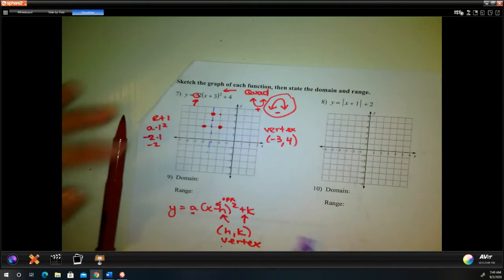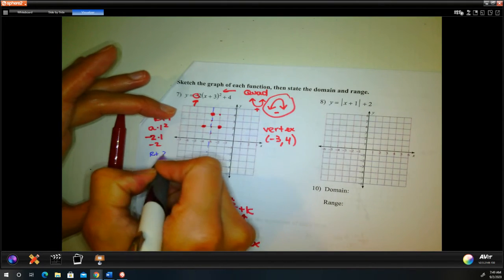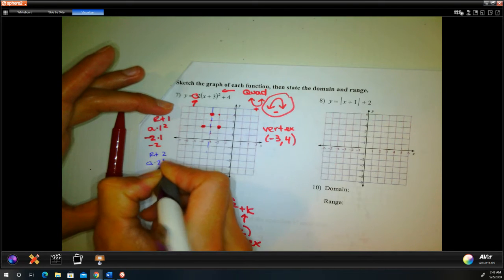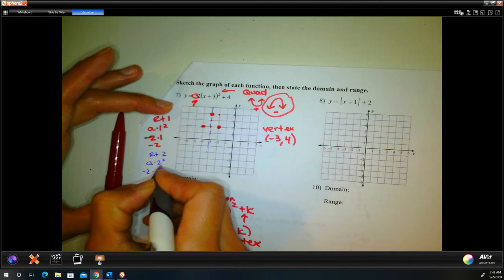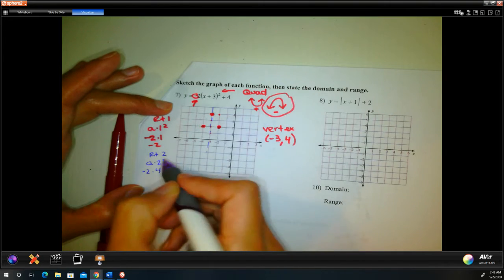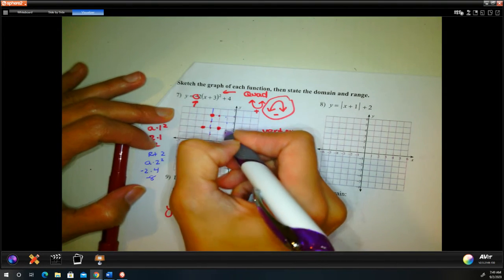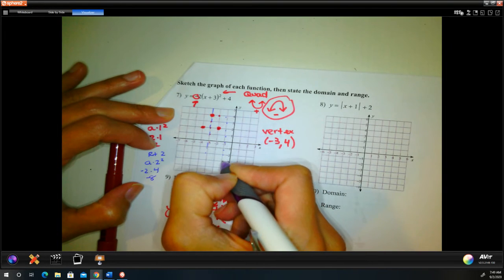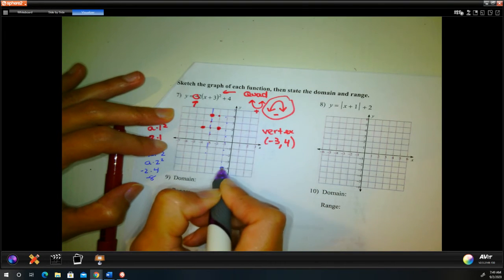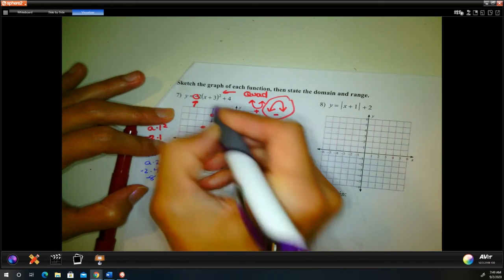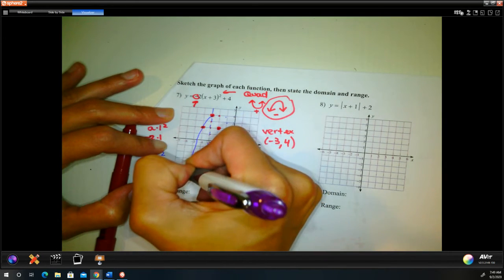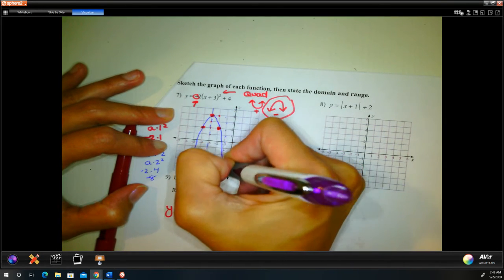If I want to go right 2, I'm going to do a times 2 squared. So a is negative 2. 2 squared is 4. So right 2, down 8. 1, 2, 3, 4, 5, 6, 7, 8. And then I want to mirror that point over here. Draw a curve to make it a U or a parabola.